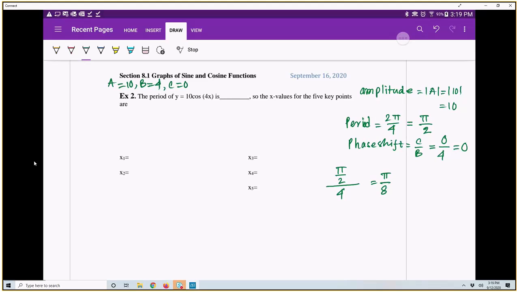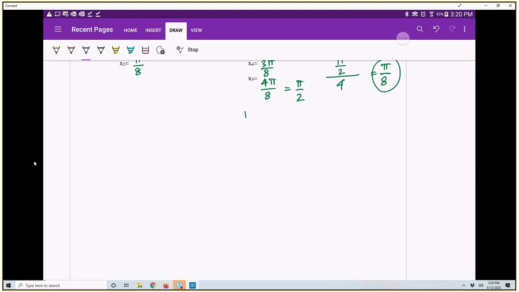So I'm going to start writing the key points. It starts at 0 because the phase shift is 0. Then I keep adding this pi over 8 value. The next one is pi over 8. The next one is 2 pi over 8, which you can simplify to pi over 4. The next one is 3 pi over 8. And the final one is 4 pi over 8, which simplifies to pi over 2. Remember, your period ends at pi over 2. So we are pretty set. We can now draw the graph of the cosine function.